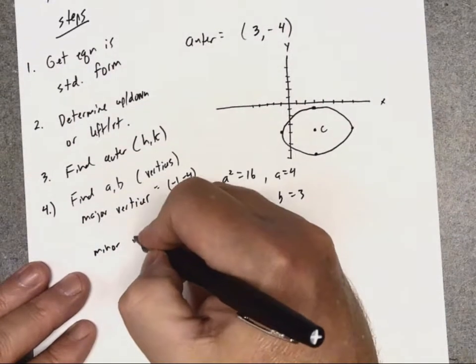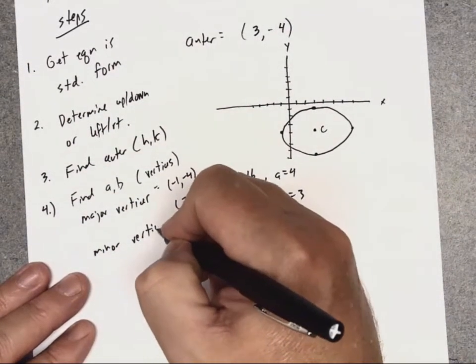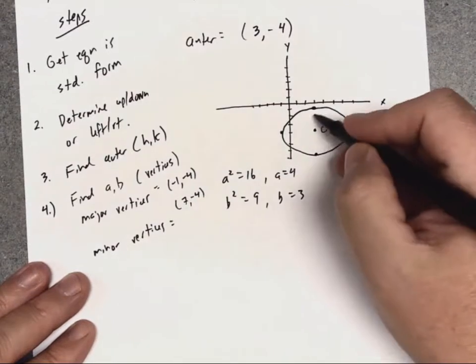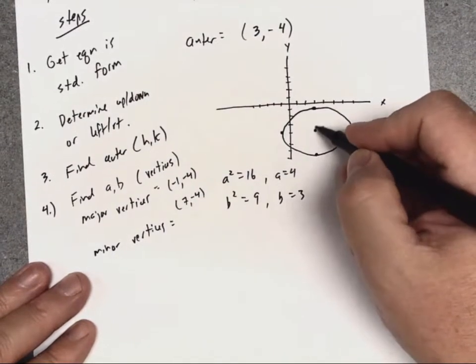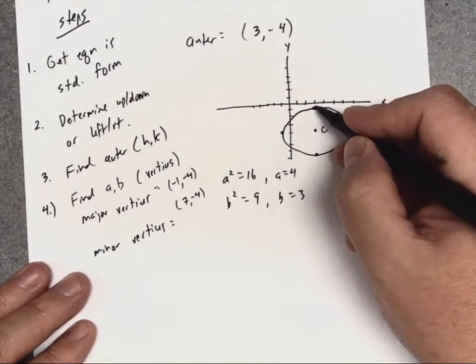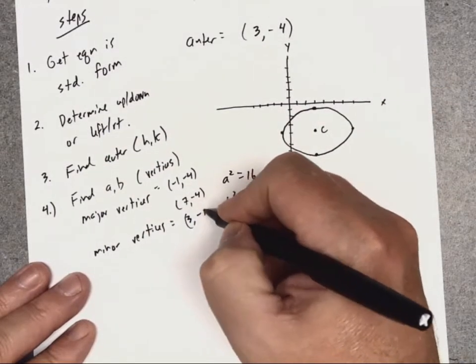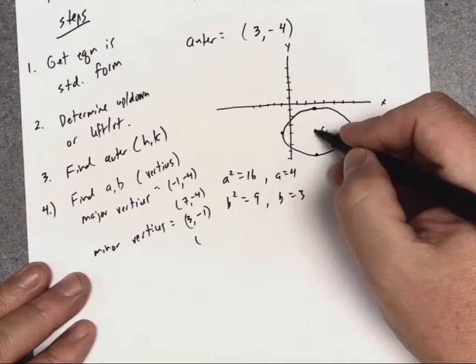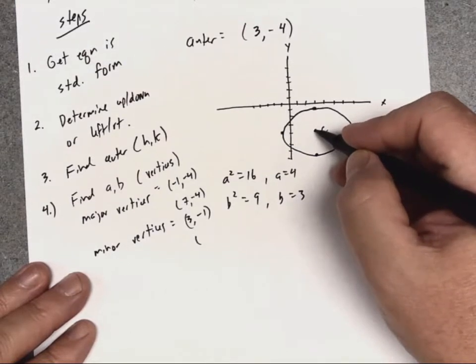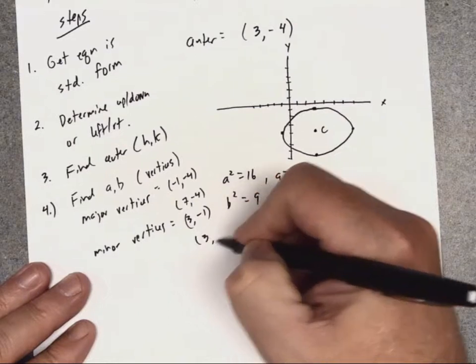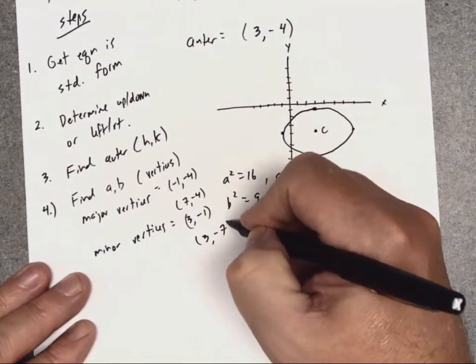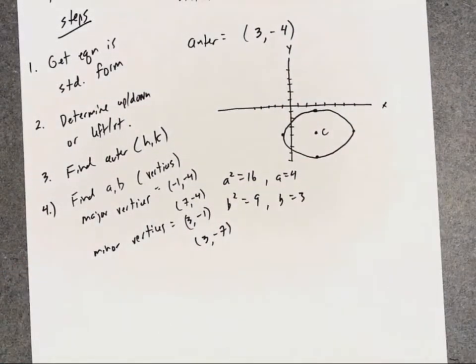And then the minor vertices, those are the up and down ones. This first one is going to be (3, -1), and then I'm here at -4, so it's (3, -7).